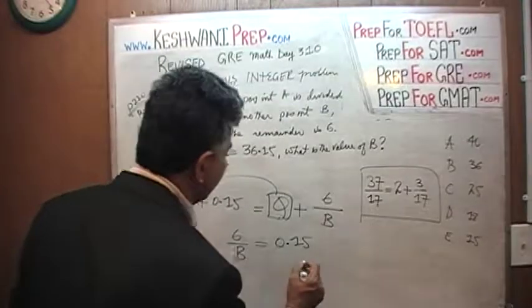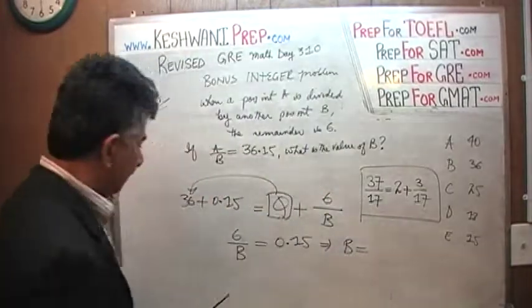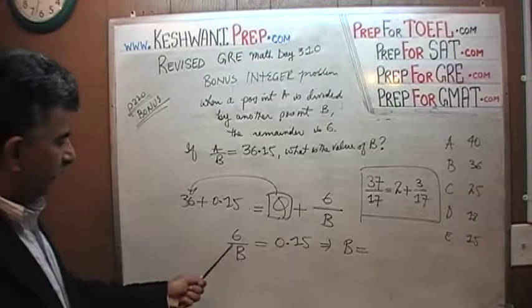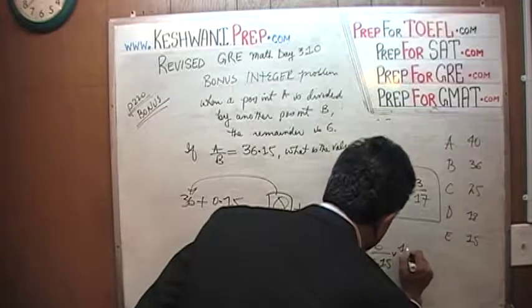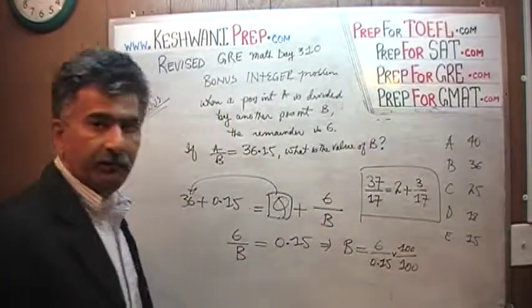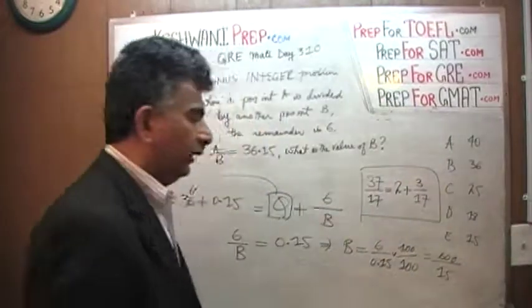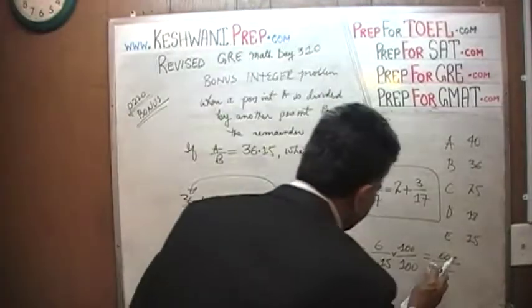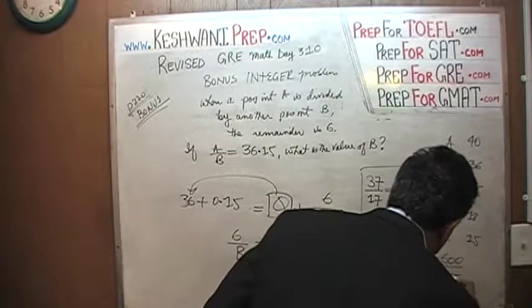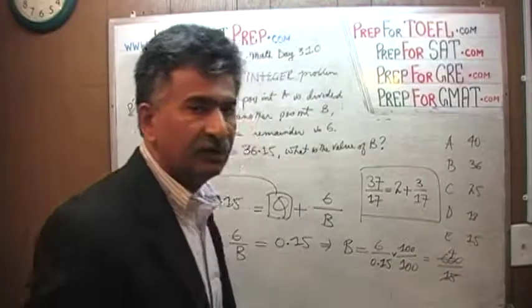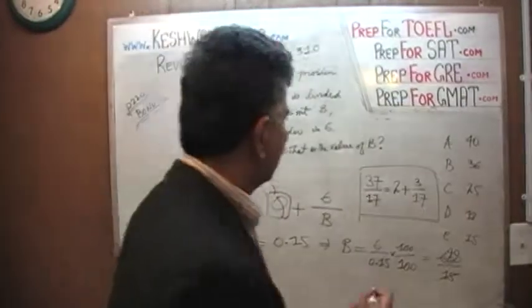So this equation implies that B equals, bring the B up there and bring the 0.15 down here, 6 divided by 0.15. Multiply the top and bottom by 100, and we end up with 600 over 15. And how many 15 in 60? 60 has 4 15s. So there we go. 600 divided by 15 is 40. Voila.